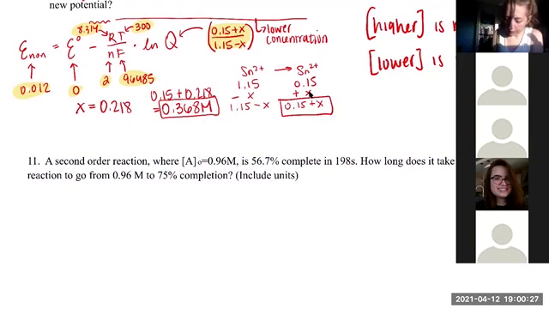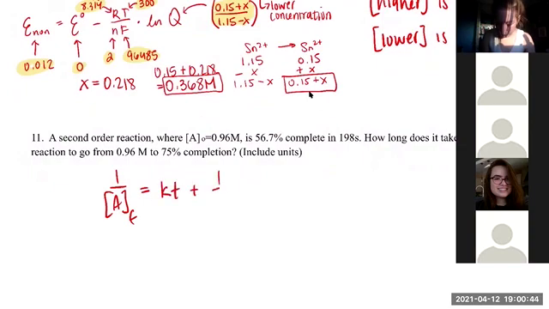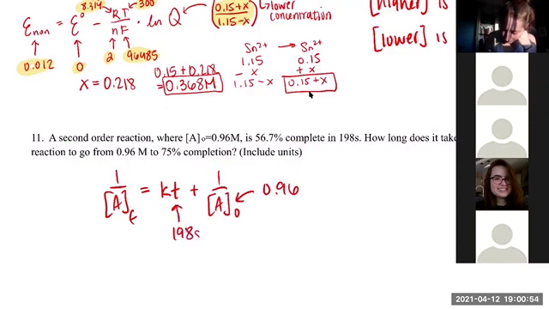So the first step would be to kind of write out what we know. And since we're dealing with time, we want to deal with the integrated rate law. We know it's second order. We know our initial is 0.96. We know our time, 198 seconds. And our final, which is 0.42, but I'll show you how I got that.